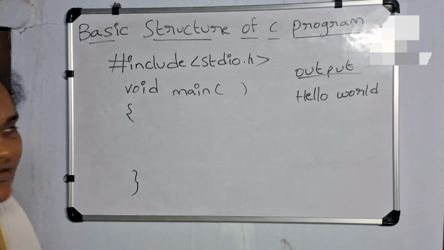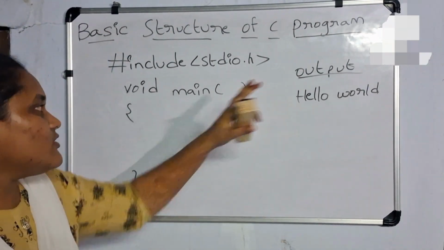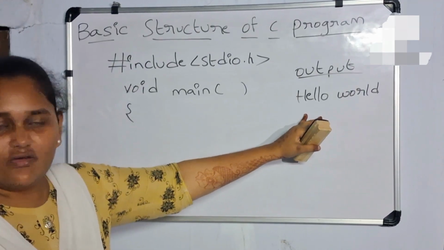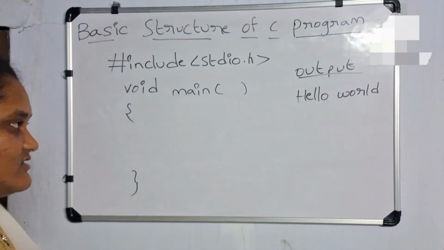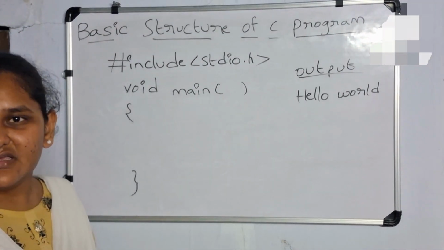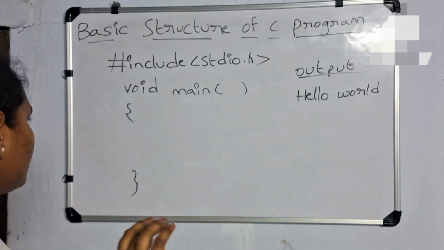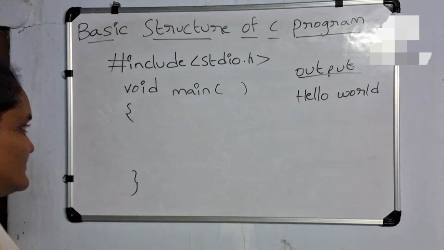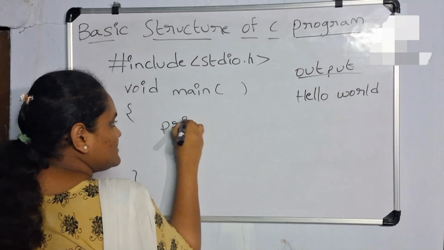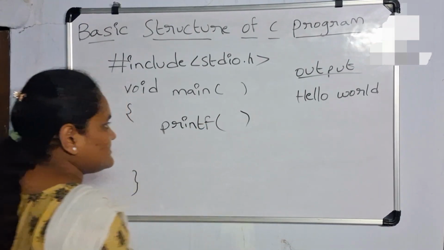To print anything on your output screen, to see any words or anything on your output screen, there is a function. We use this function in all C programs. Throughout a C program, we'll use this function many times, infinite times. That function is the printf function. Using this function, we can print things.